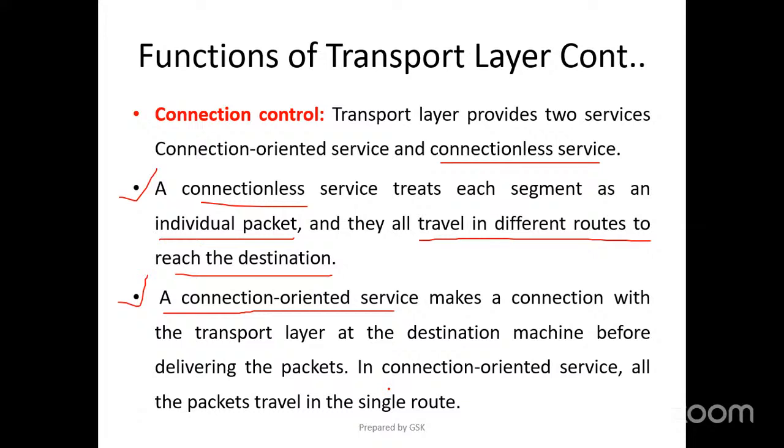In connection-oriented service, all the packets travel in a single route. This is a very important point. Just now we covered that in the connectionless service, each and every packet may reach the destination by using different routes. But in the connection-oriented service, all the packets are delivered to the destination by using a single route.